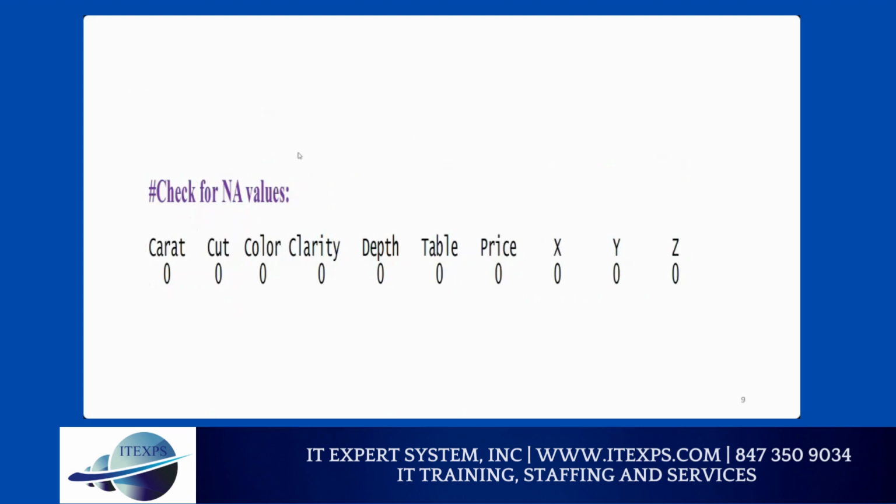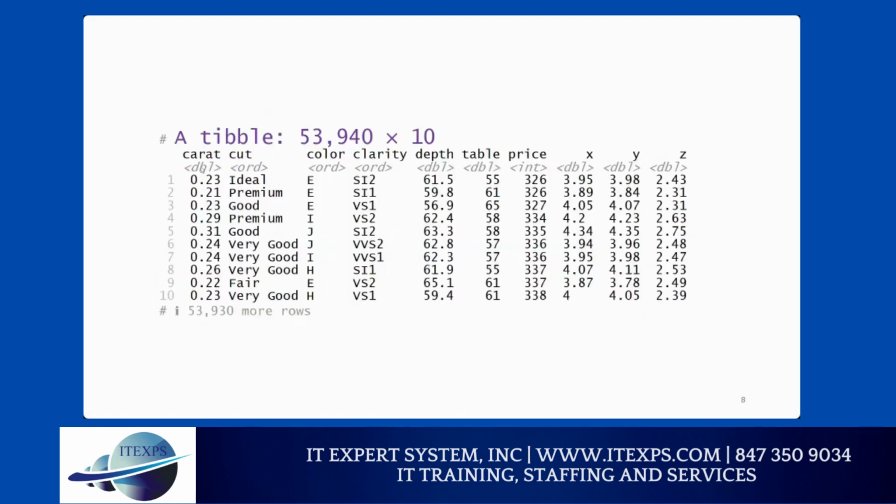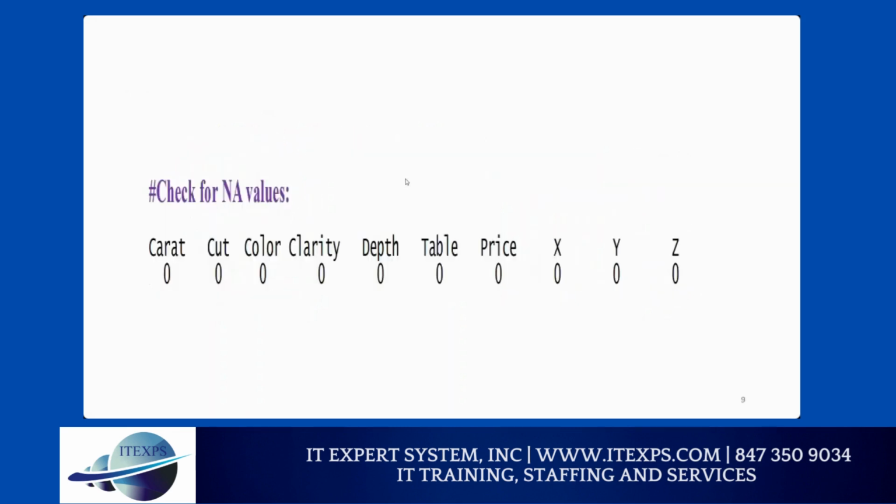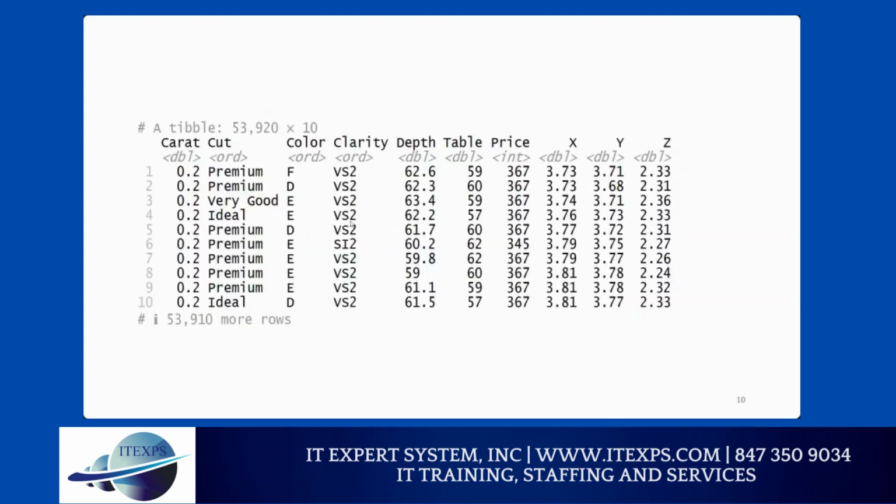And I used R to make it. Previously, you can see all are lowercase. First letter is lowercase. So I changed it to first letter is uppercase. Then I removed NA values, cleaning of the data, and I removed zeros and everything. Now you can see those became 53,910. 20 rows got removed in cleaning process.